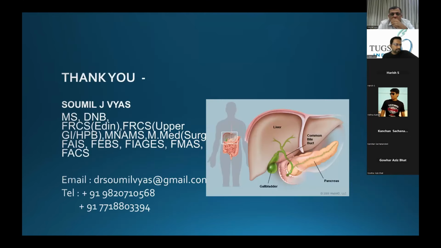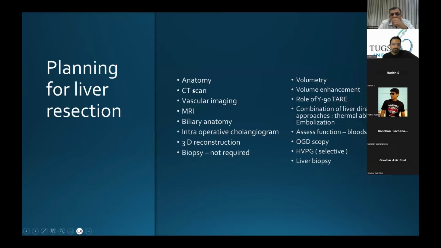So all in all, you look at the anatomy, look at the scan, look at the vascular imaging, biliary anatomy. You could use an intraop cholangiogram.